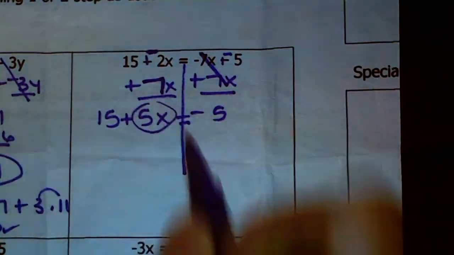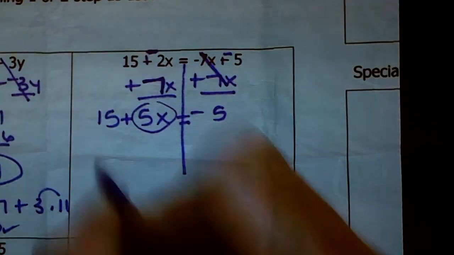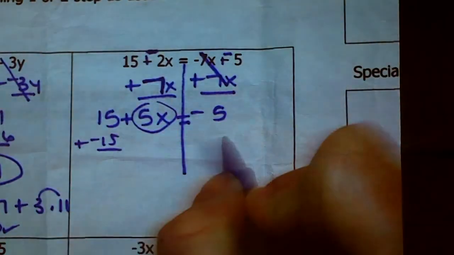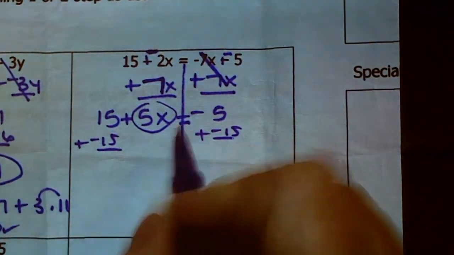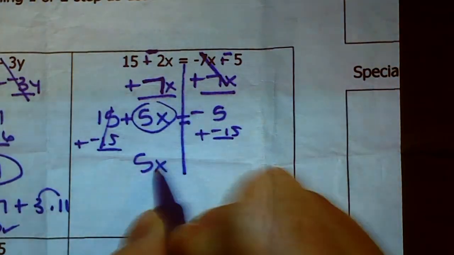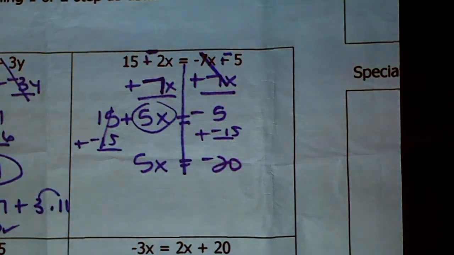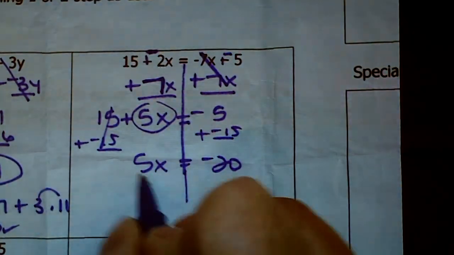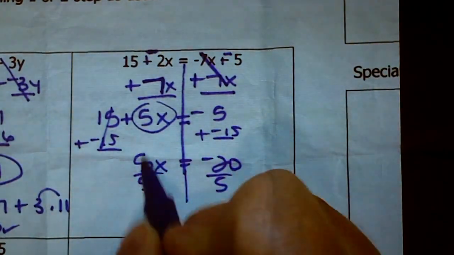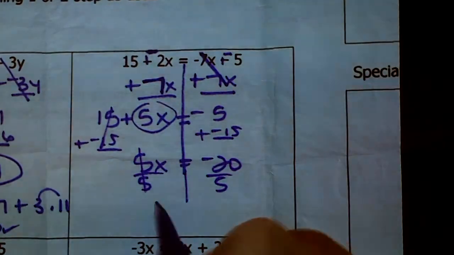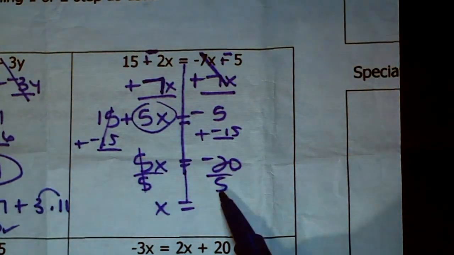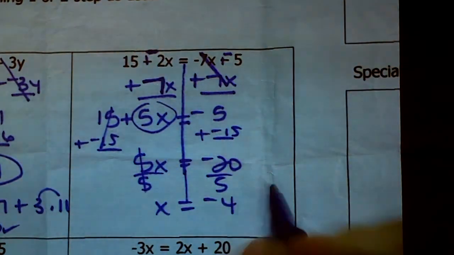Again, we're trying to solve for x, so let's get the 5x by itself first. We'll add a negative 15 to each side. So those are gone. 5x would equal a negative 20. Then to undo multiplying by 5, I will divide by 5. 5 divided by 5 is 1. X is equal to negative 20 divided by 5, which is negative 4.